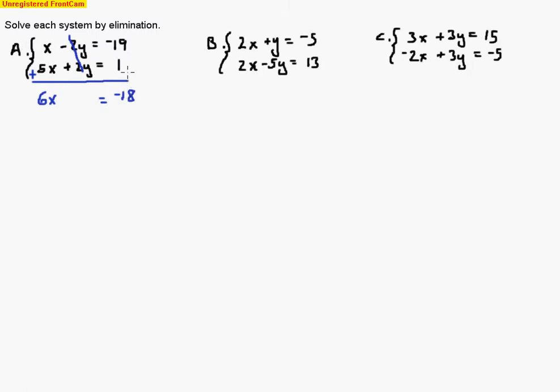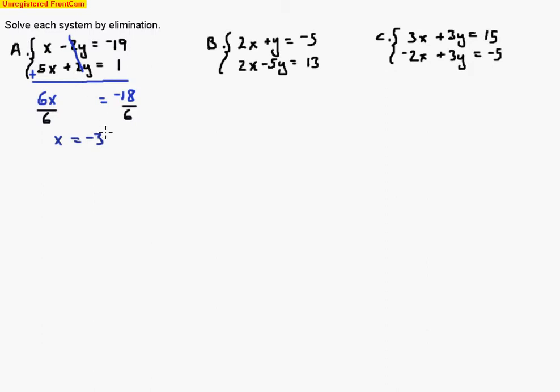So all I have to do from that point is do one operation to solve for x. And that is to divide by 6 on both sides. So when I do that, I'm left with x equals negative 3. So that's the x value, but we still have to do the substitution.